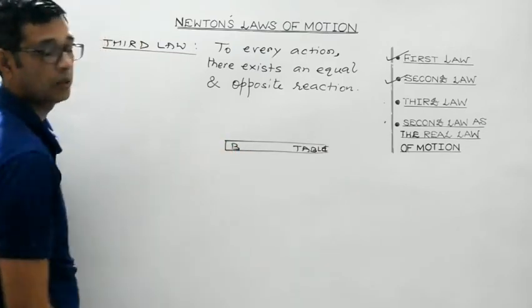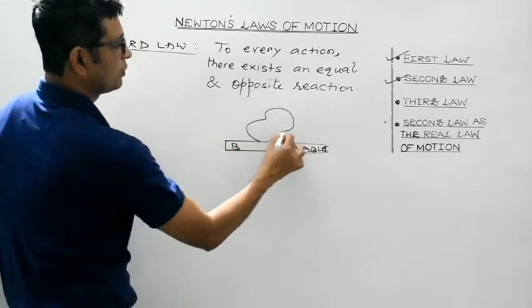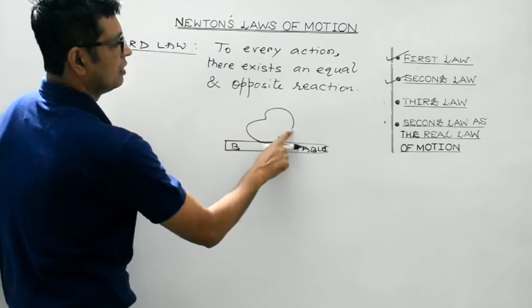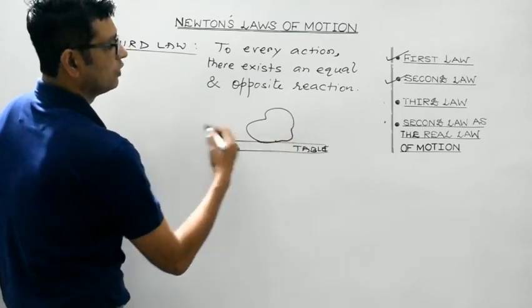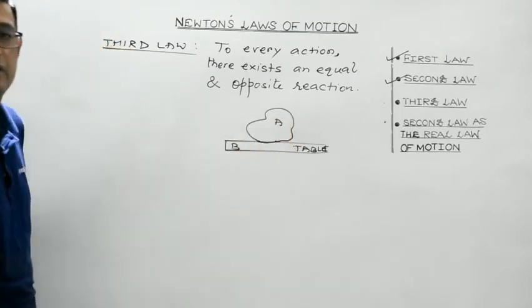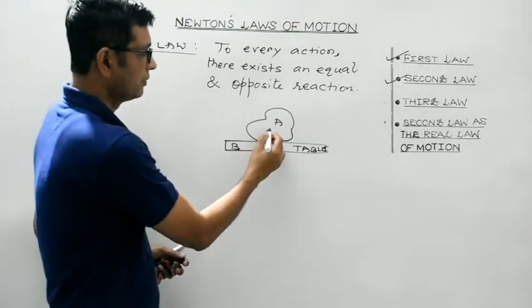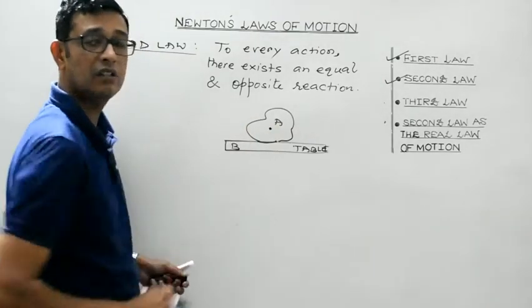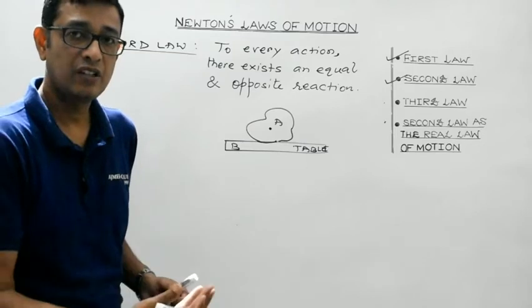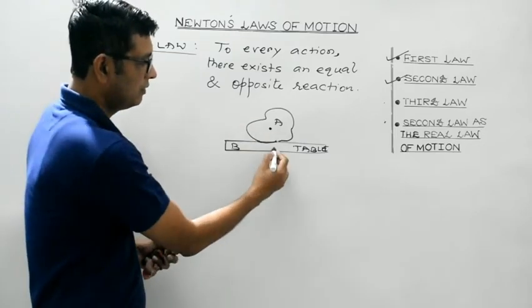Suppose consider it to be body B, and a body is placed over here. This is a body placed over here. This is body B. Is it clear, students? Now obviously, this body A, due to its weight, will exert a force on the table.